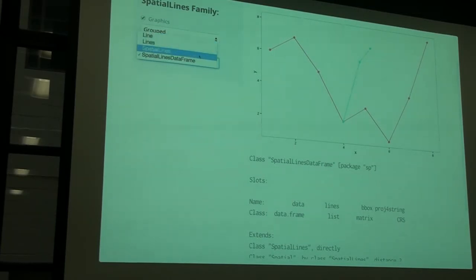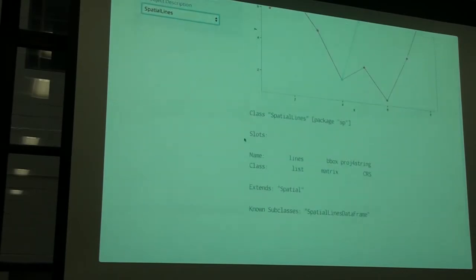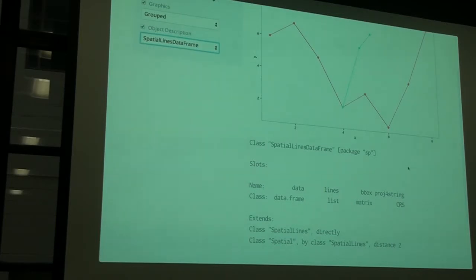And then lastly, we put the lines object into a spatial lines object, and then we introduce the CRS into this set of objects. And lastly, we introduce attribute data into this spatial object, to create a complete spatial lines data frame.